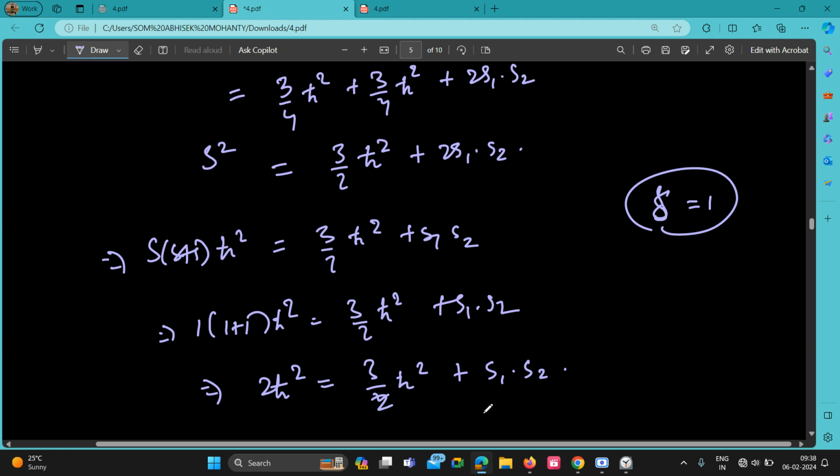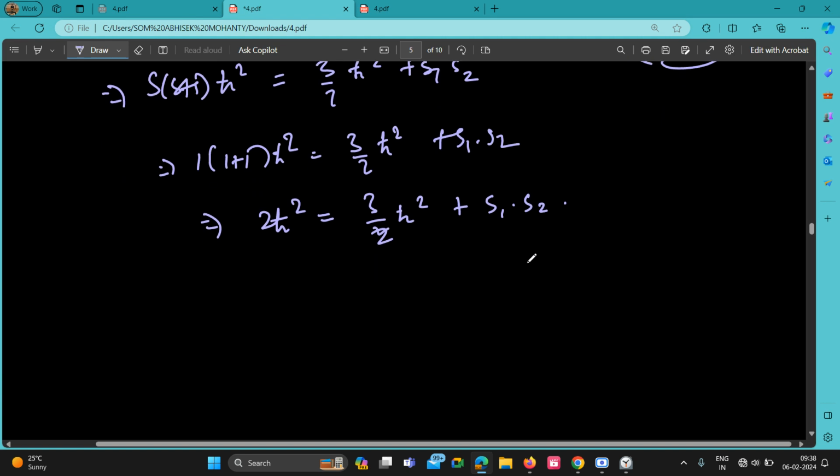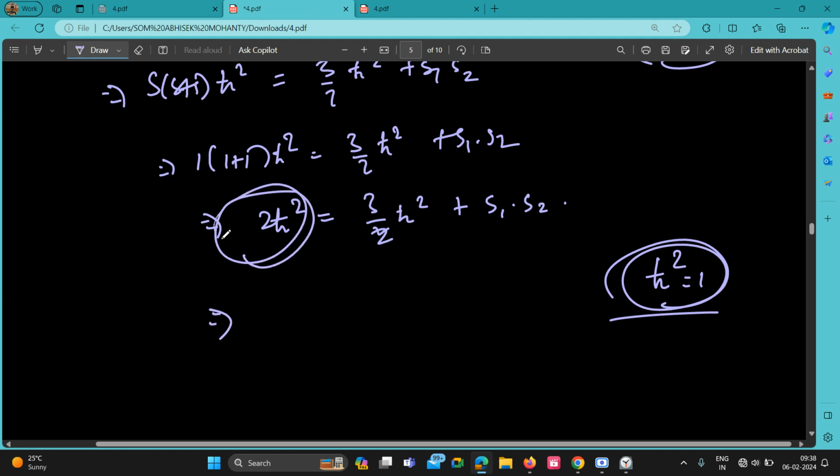But the spin triplet projection operator, how will I write it? I'll take h cut square as 1, it's considered 1 sometimes. So the spin projection operator is this one, equal to this. Don't subtract anything. This is a spin projector operator. It'll be 3 by 2 plus S1 dot S2.